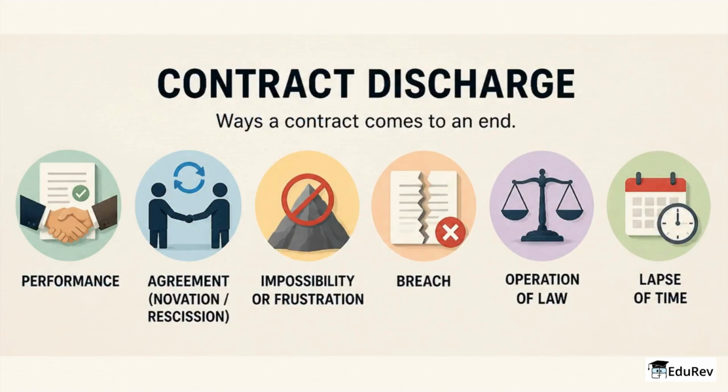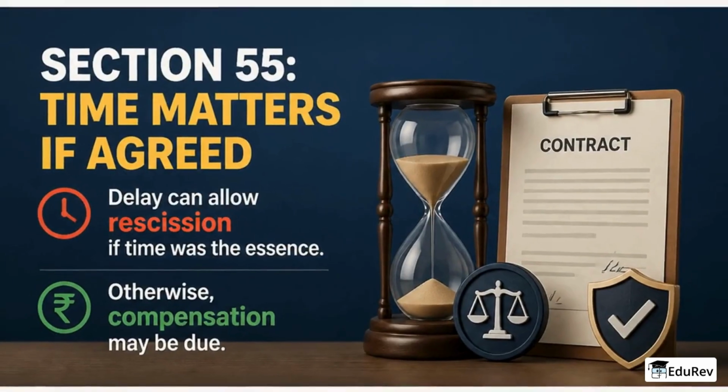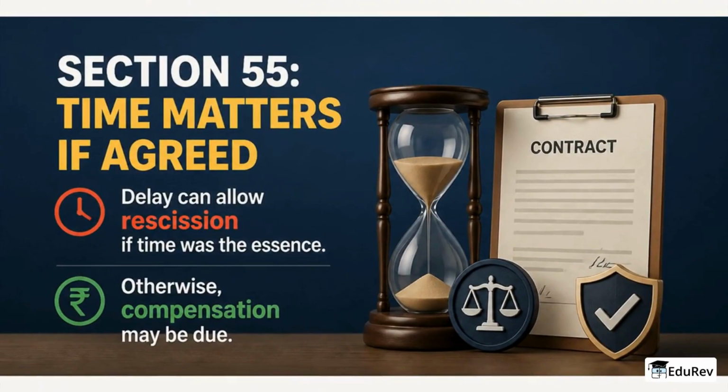A contract is discharged by performance, agreements such as novation or rescission, impossibility or frustration, breach, operation of law, or lapse of time. Section 55 makes time essential when agreed. So delay can allow rescission if timely performance was the contract's purpose. Otherwise, compensation may be due.